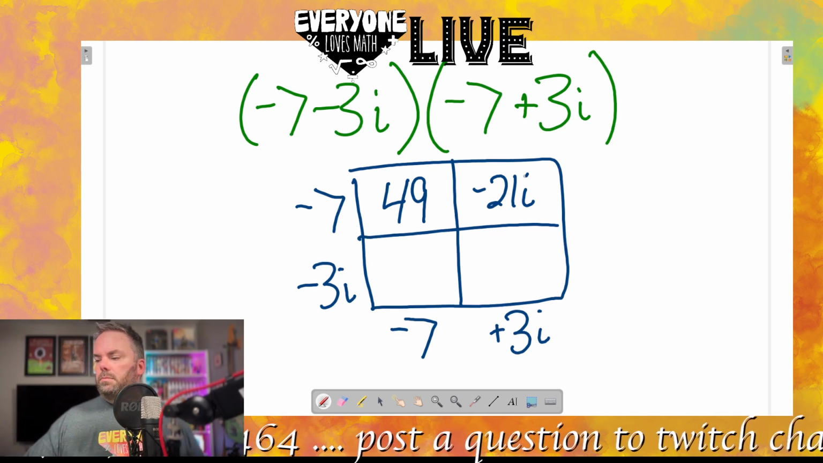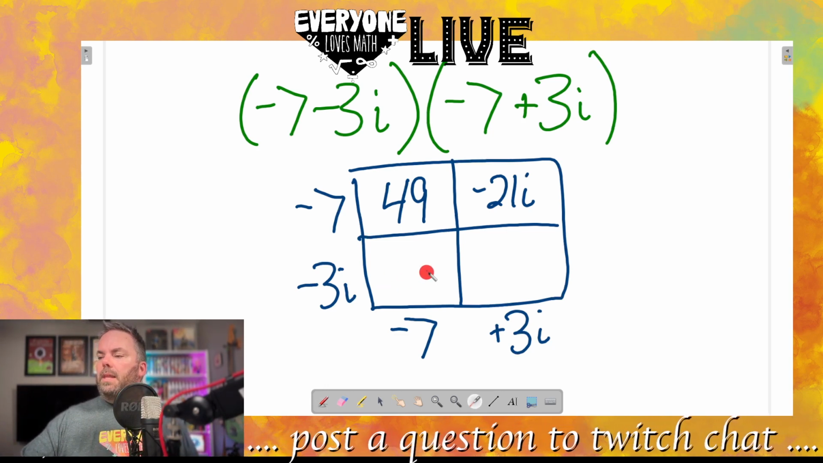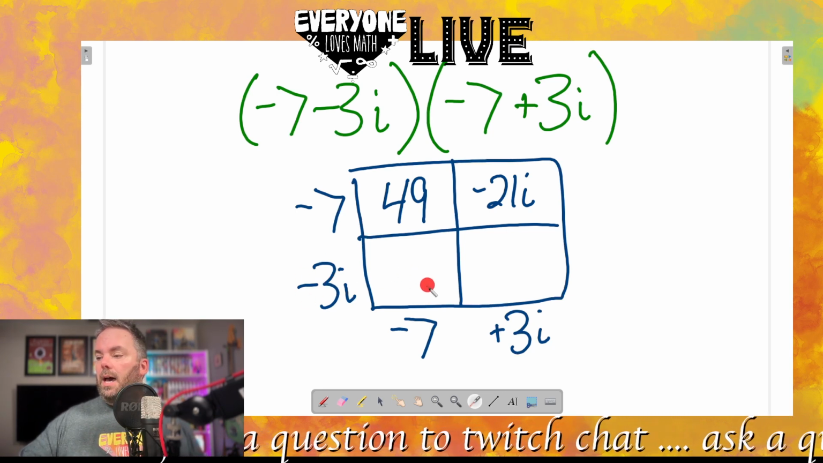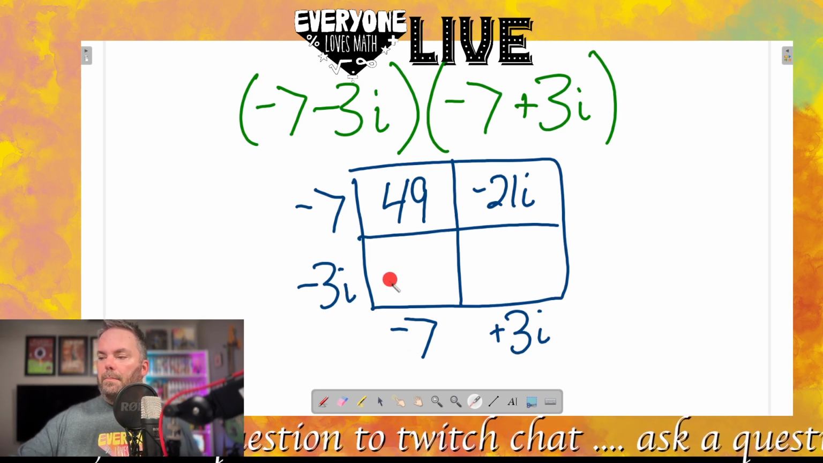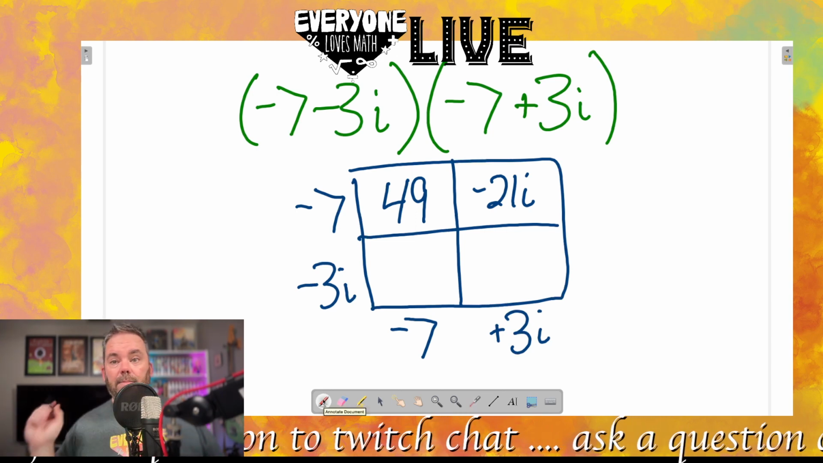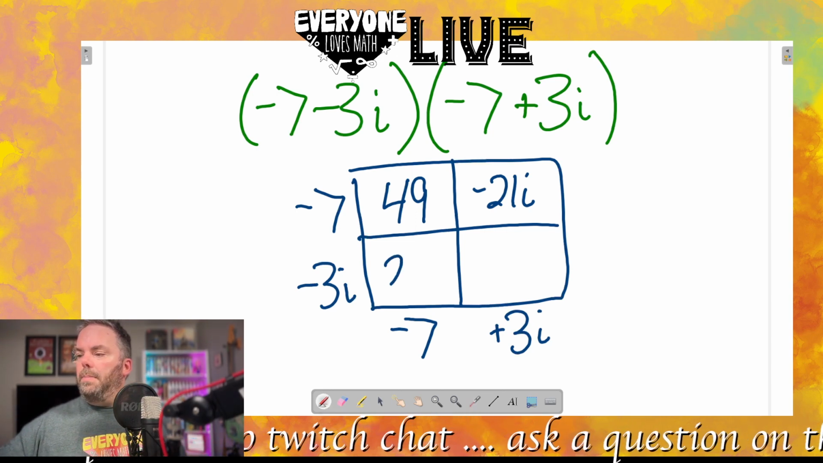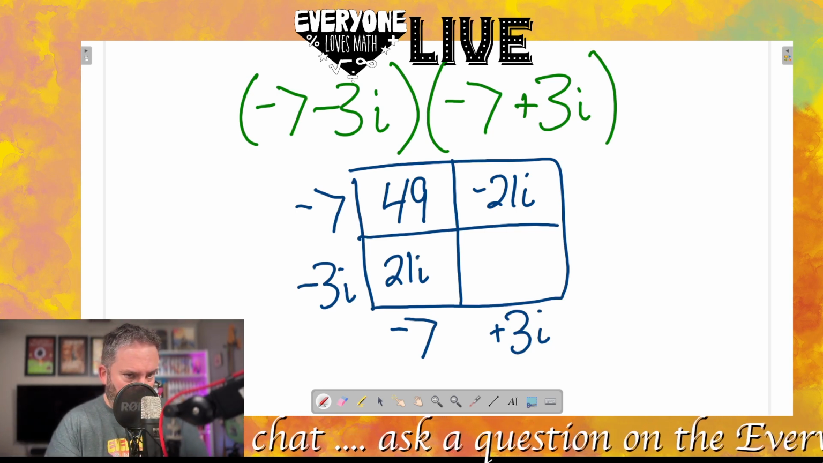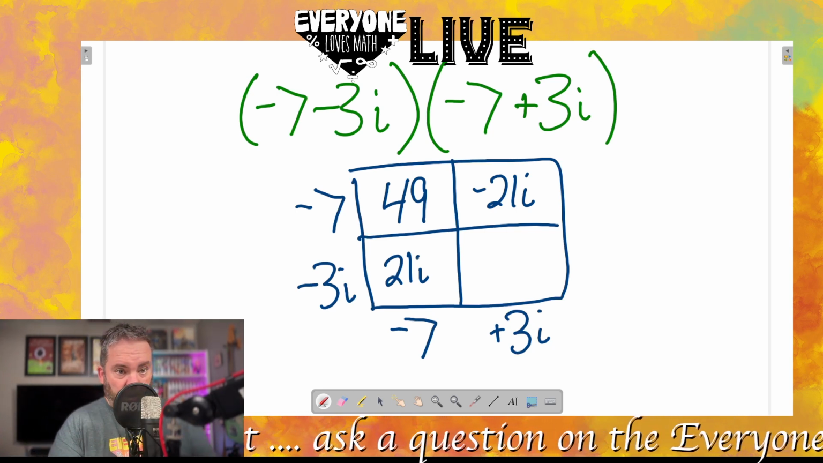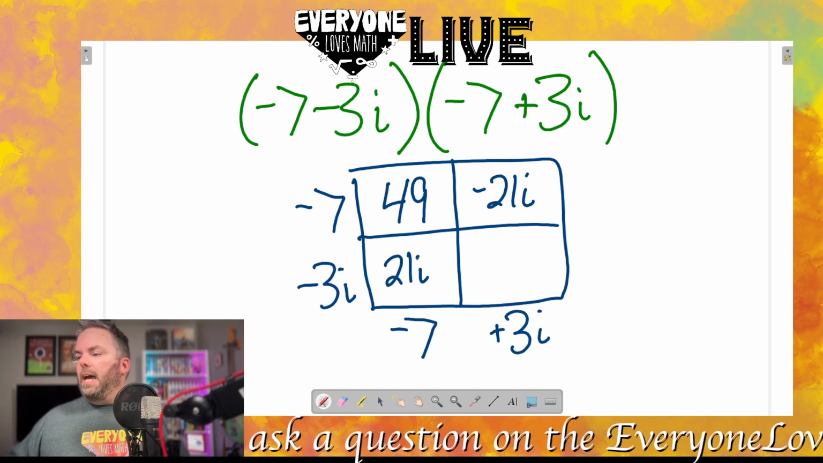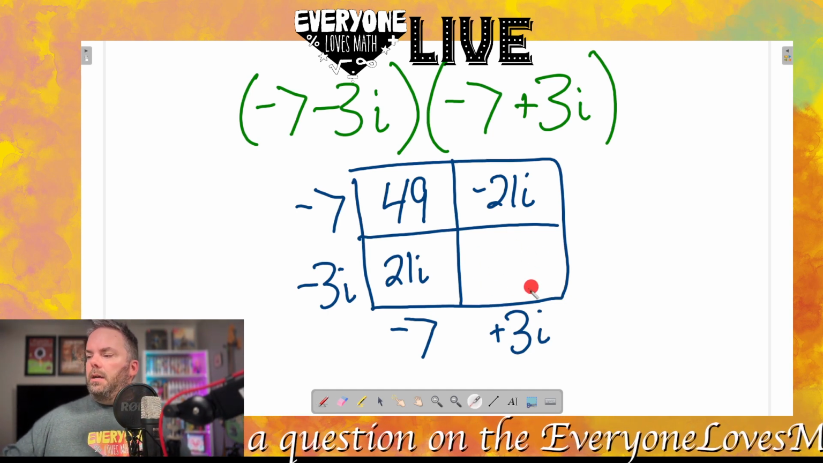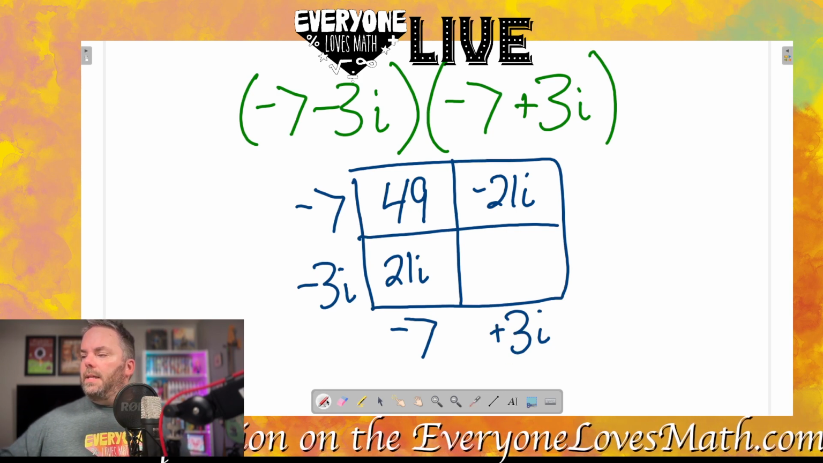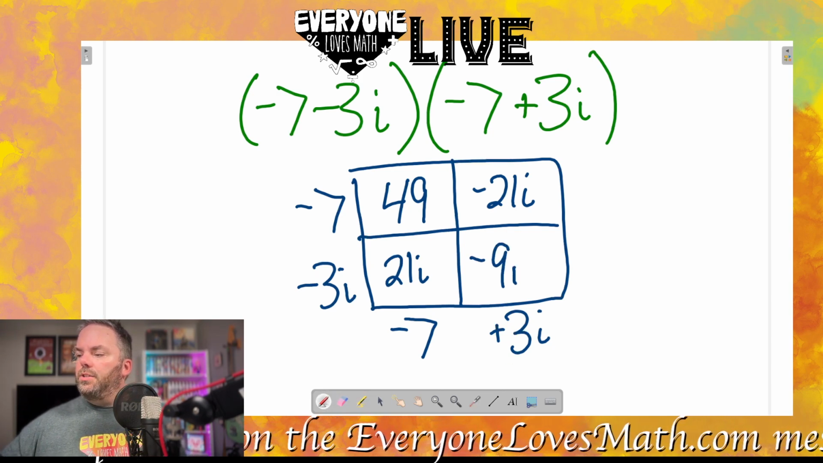Okay, following our nose. Bottom left box. So that's going to be negative 3i times negative 7 to go to that bottom box. Negative times negative is positive, so this would be positive 21i. Look at that, negative 21i and positive 21i. Oh boy. All right, last box. Down here, we multiply negative 3i and positive 3i, and that's going to make minus 9i squared.